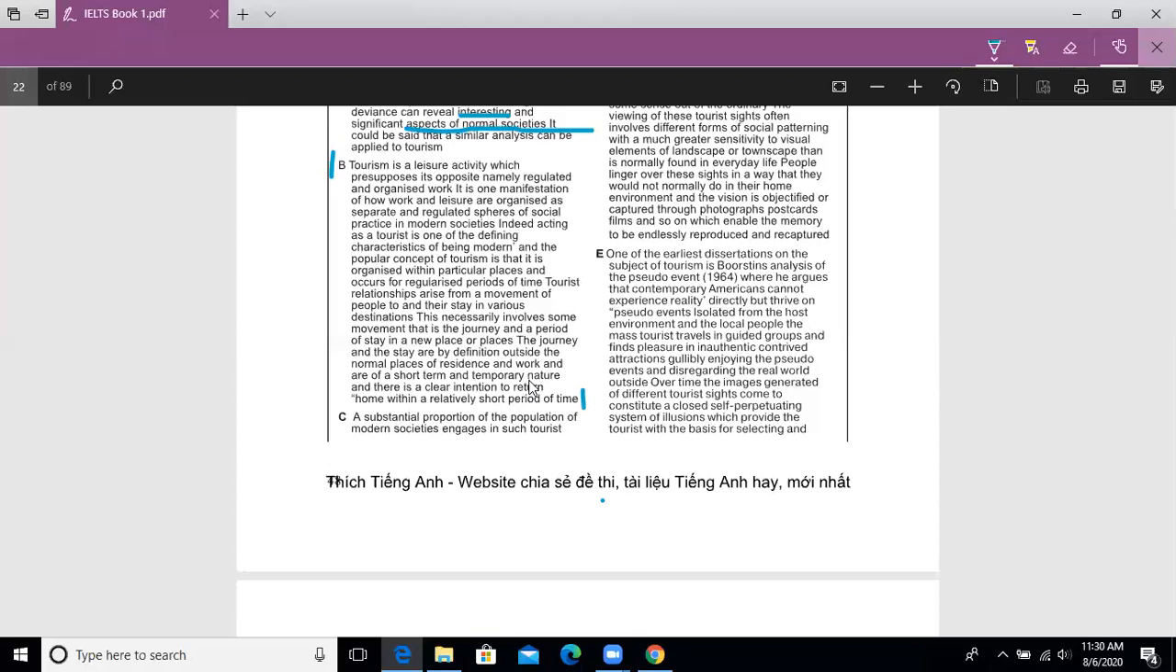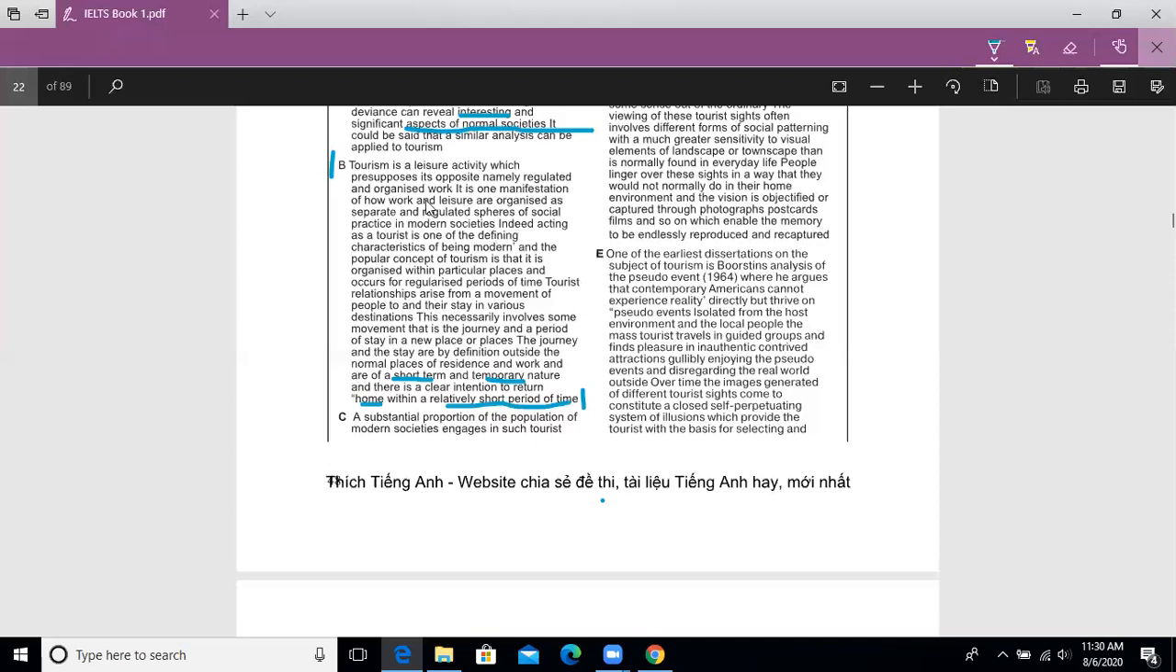That it's short term and temporary. It's not permanent. I won't be able to live over there permanently. I'm going to come back eventually to my home after a short period of time. Okay, so this is what they have said.